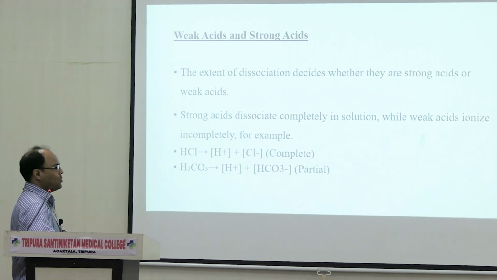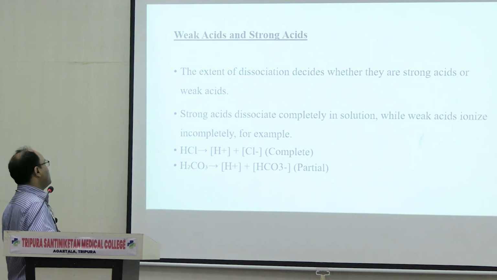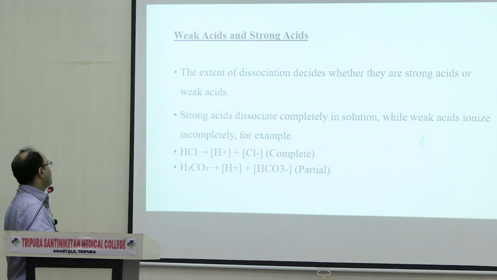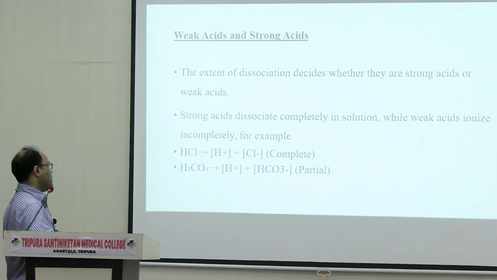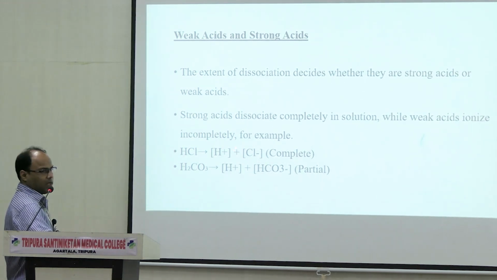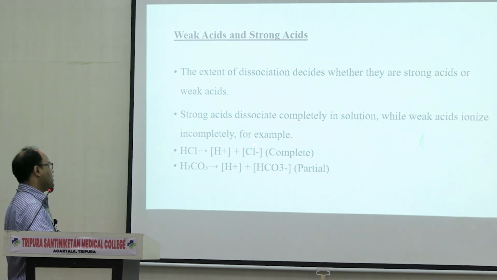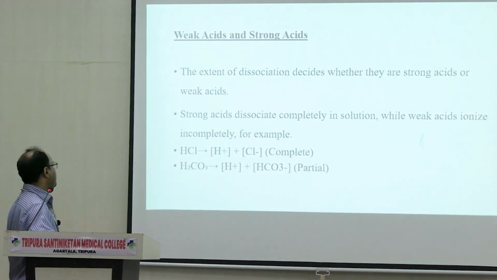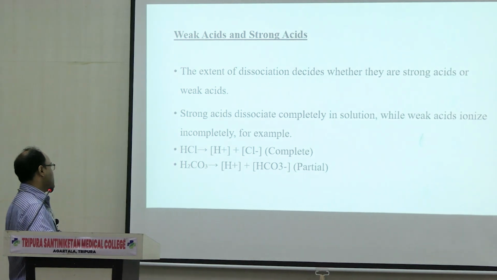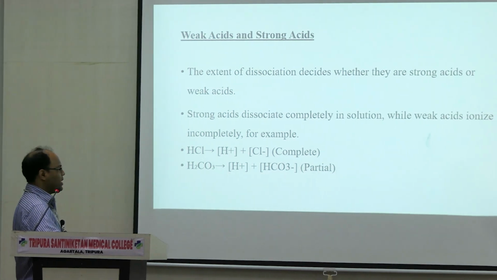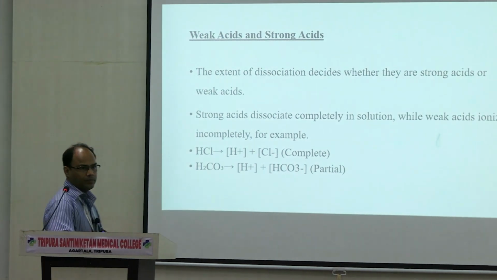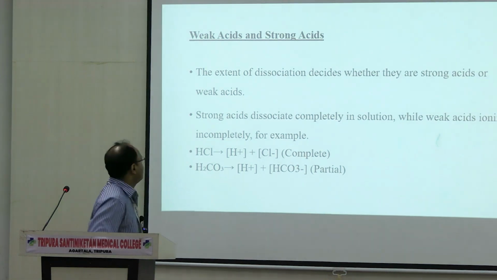What are weak acids and strong acids? The extent of dissociation decides whether they are strong acids or weak acids. Strong acids dissociate completely in solution, while weak acids ionize incompletely. For example, hydrochloric acid completely dissociates and gives rise to hydrogen ion and chloride ion. Or carbonic acid H2CO3 incompletely or partially dissociates and gives rise to hydrogen ion and bicarbonate. Okay.